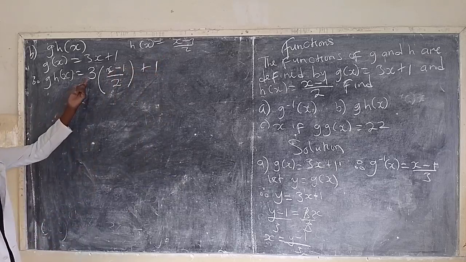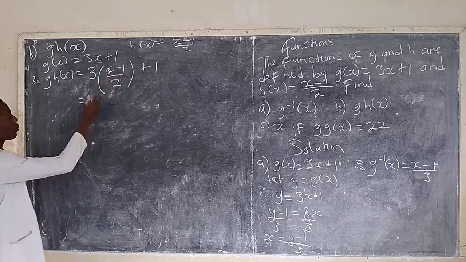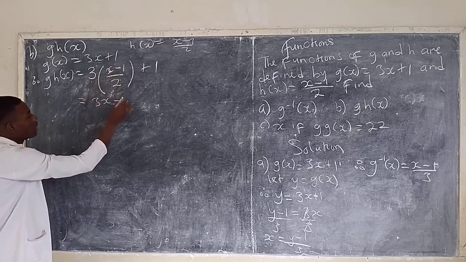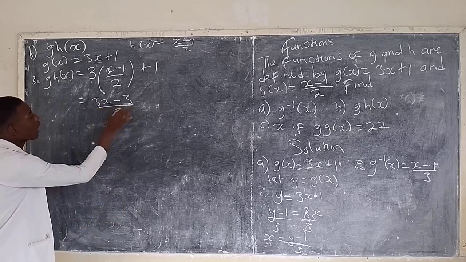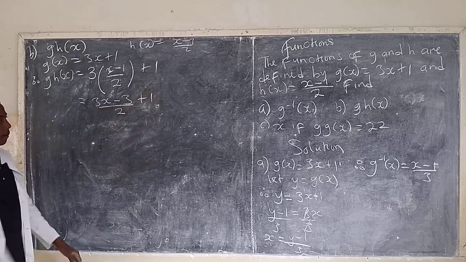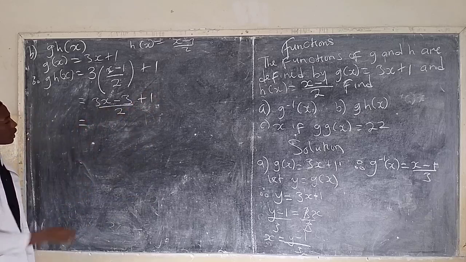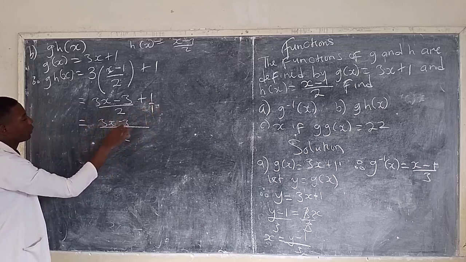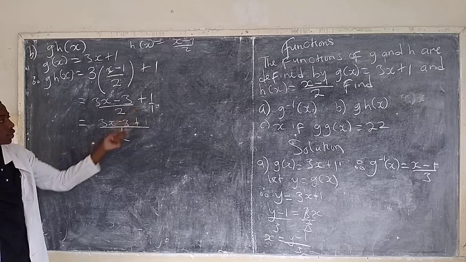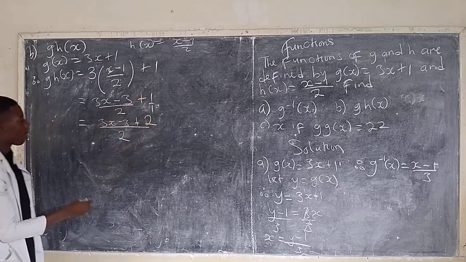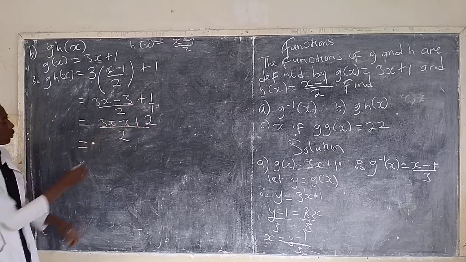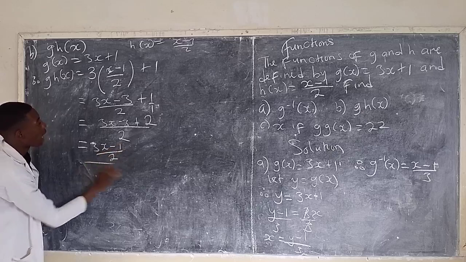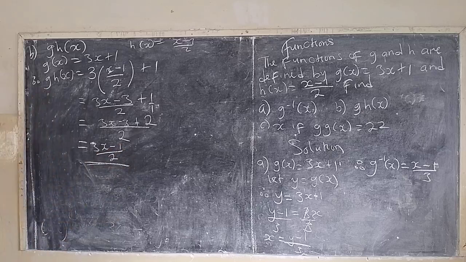When we do that, we multiply 3 throughout, so we have 3 times x, which is 3x, minus 3 times 1, which is minus 3, over 2, then plus 1. Then we make 2 the common denominator, so we have 3x minus 3, then plus 2 over 2. When we add negative 3 plus 2, we get 3x minus 1 over 2 as our function for gh of x.